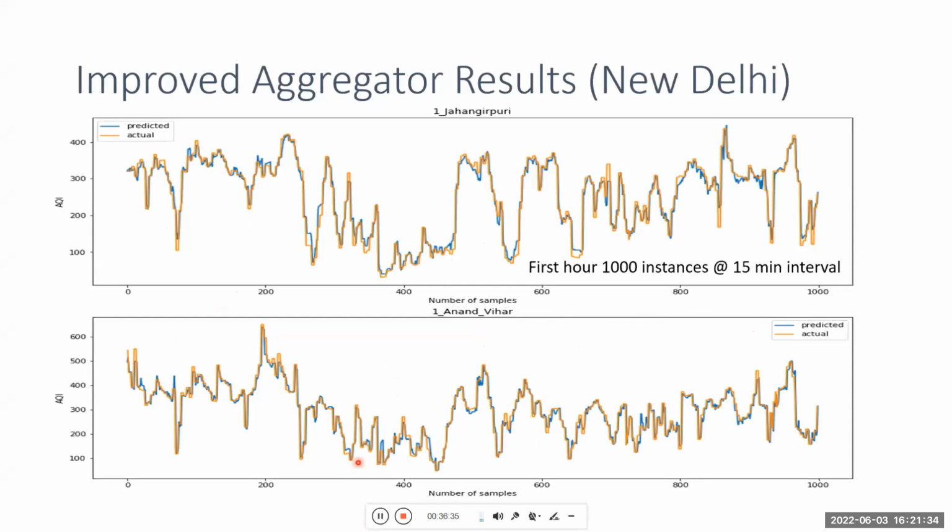So we used different aggregators, but the final one was SVR. That's why I wrote improved aggregator results for New Delhi. This is the first hour for Jahangir Puri, and here you can see the actual versus predicted plot, which are very close to each other. I am plotting the first 1000 instances at every 15-minute interval. This is the first hour for Anand Vihar, and the results are pretty good.